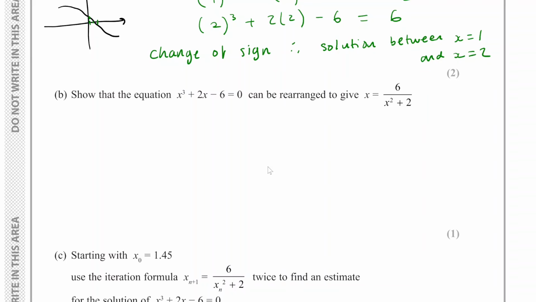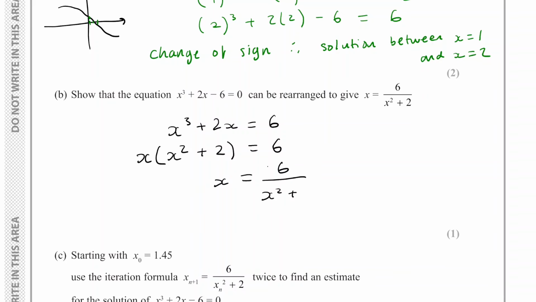Show that the equation can be rearranged to give x equals 6 over x squared plus 2. So we're just doing some rearranging. We're going to plus 6 to both sides. And then factorize out an x. So x times x squared plus 2 equals 6. Divide both sides by x squared plus 2. x is 6 over x squared plus 2.